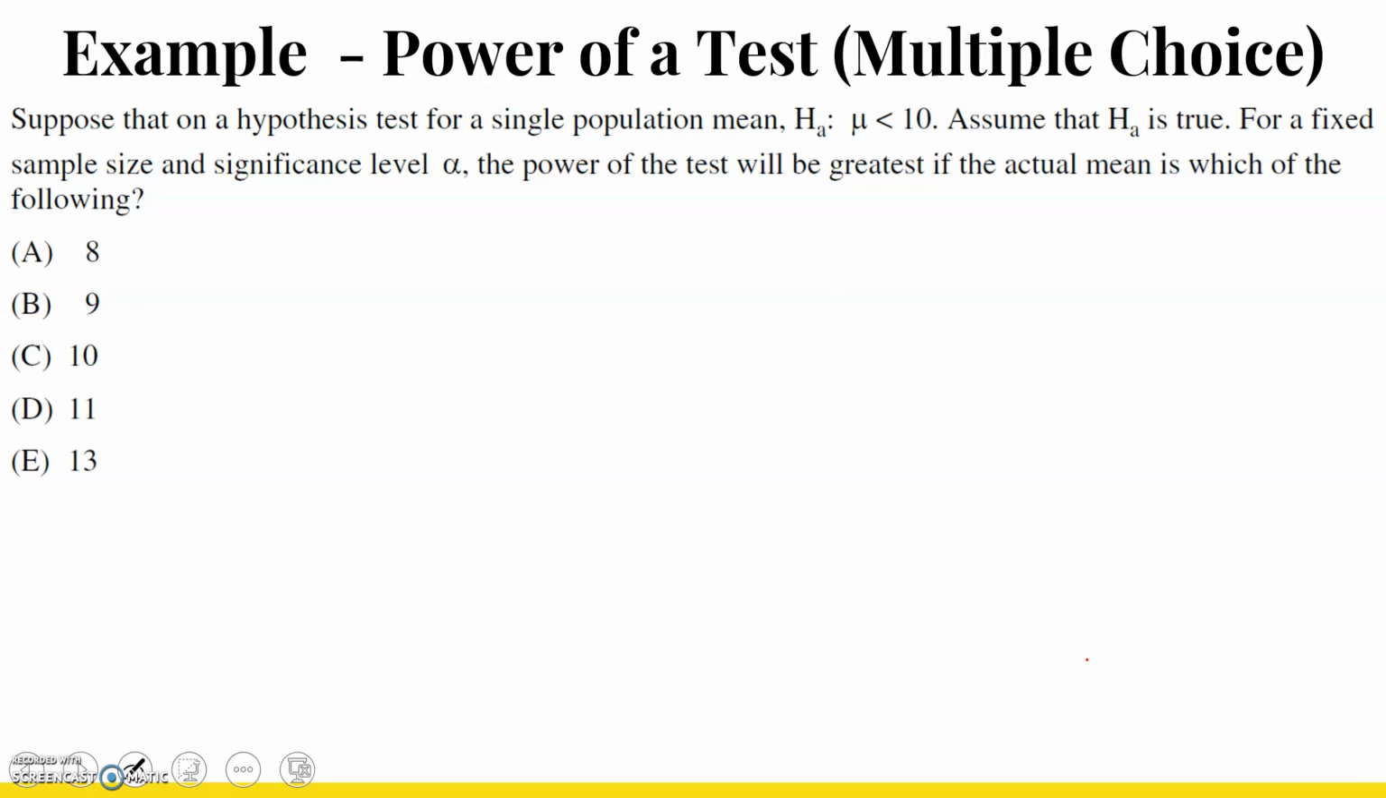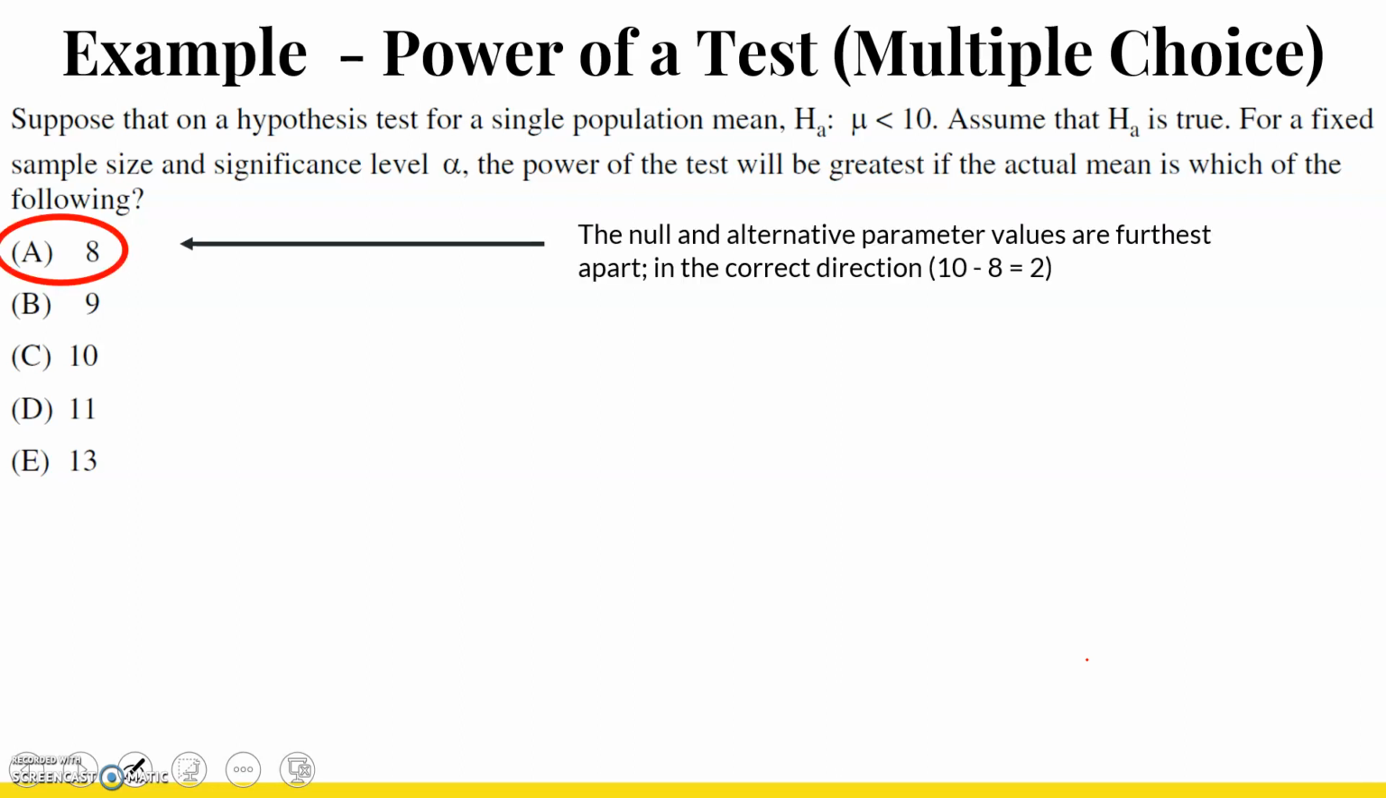So it says here, suppose that on a hypothesis test for a single population mean, the alternative hypothesis is mu is less than 10. Assume that HA is true. For a fixed sample size and significance level alpha, the power of the test will be greatest if the actual mean is which of the following. So we want here to look for the null and alternative parameter values being the furthest apart in the correct direction. Because again, we're assuming HA is true, that the mu is less than 10.